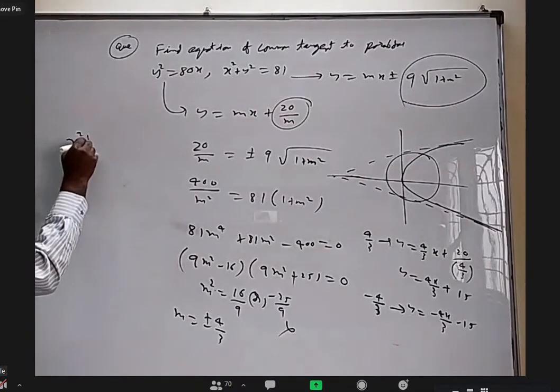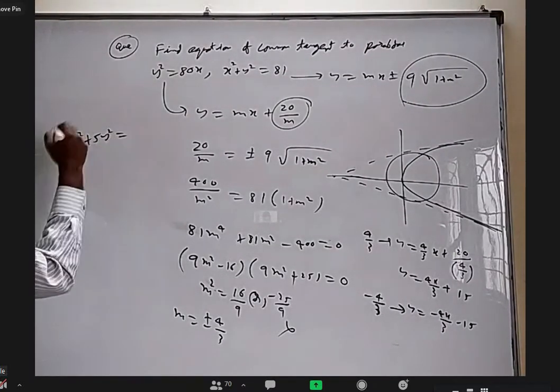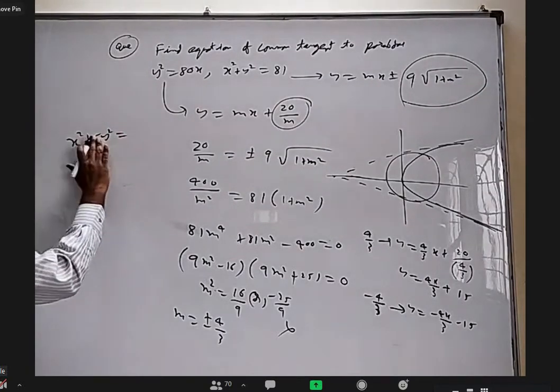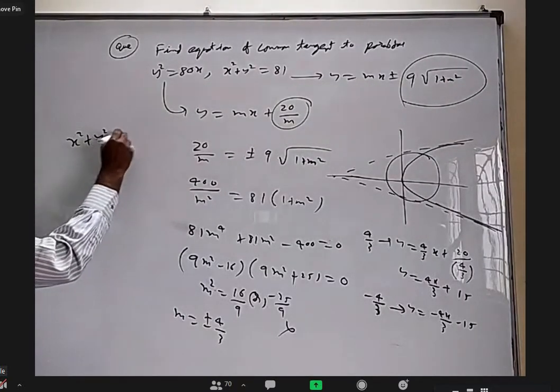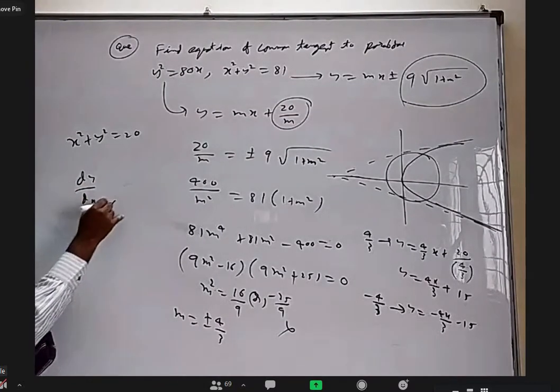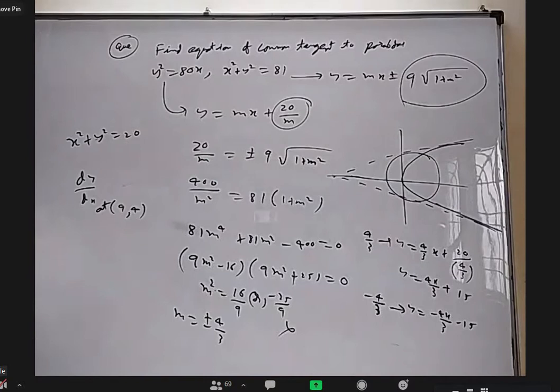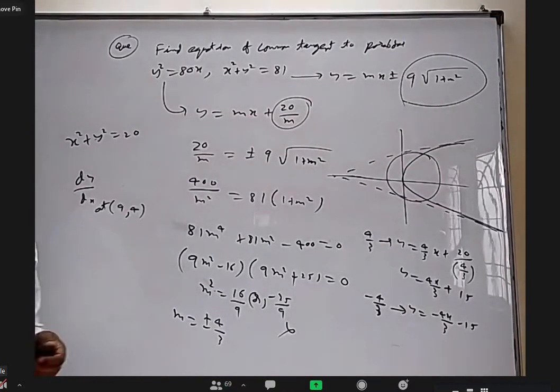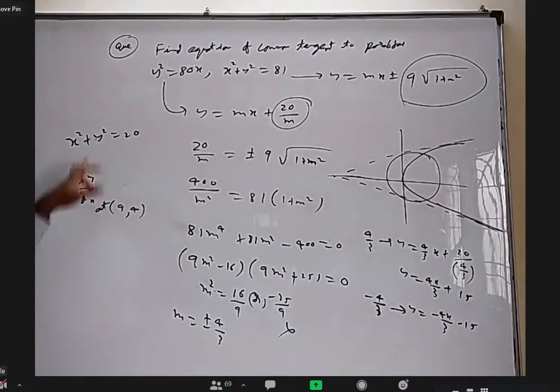Let me ask a question if somebody can answer. Let's say x square plus 5y square equal to, or even I can take a circle also, not a big deal. x square plus y square equal to 20. If I ask dy by dx at (9, 4), you differentiate it, put (9, 4), you will get some answer. But this point is not on the curve, right?